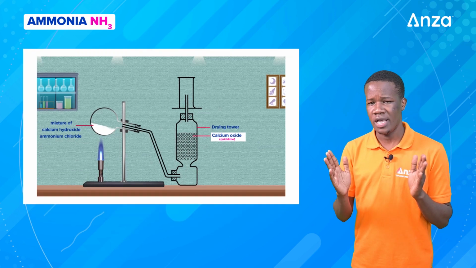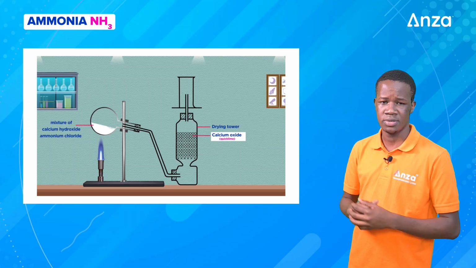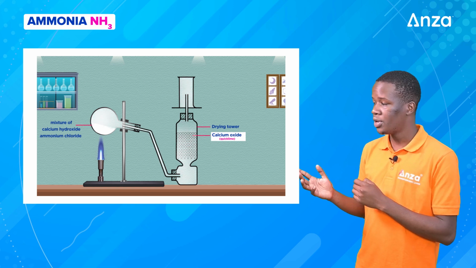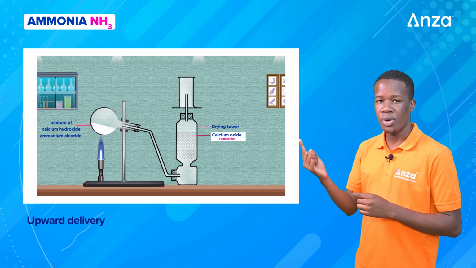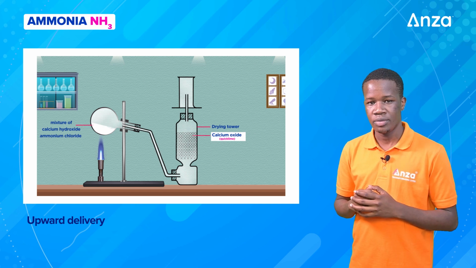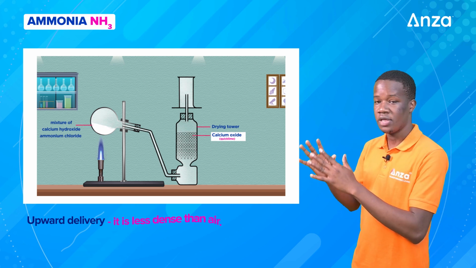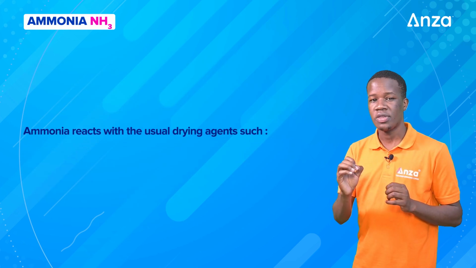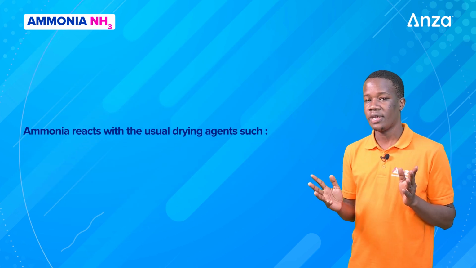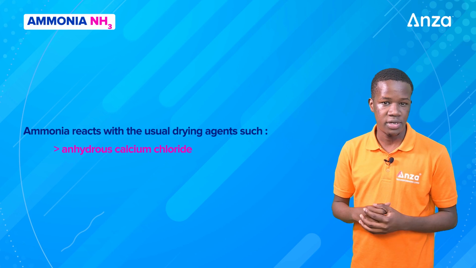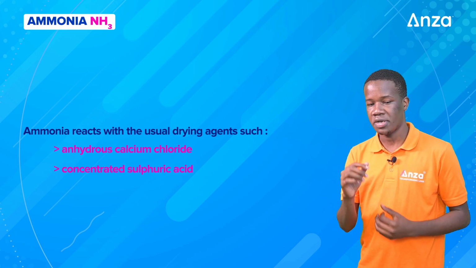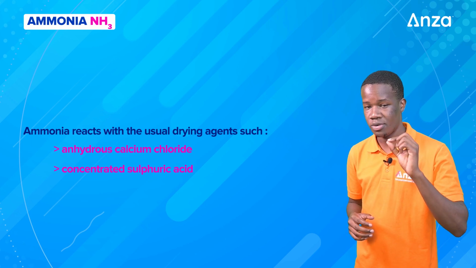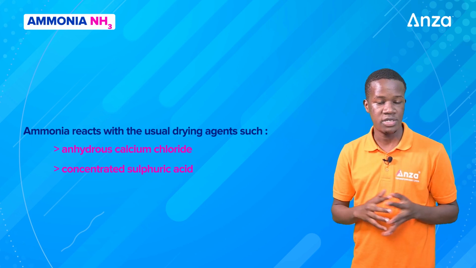What property is indicated by this method of collection? When you see this setup, ammonia is collected by upward delivery. Why? This gas is less dense than air. Ammonia reacts with the usual drying agents like anhydrous calcium chloride or concentrated sulfuric acid. That's why I mentioned that we're using quicklime or calcium oxide as a drying agent.